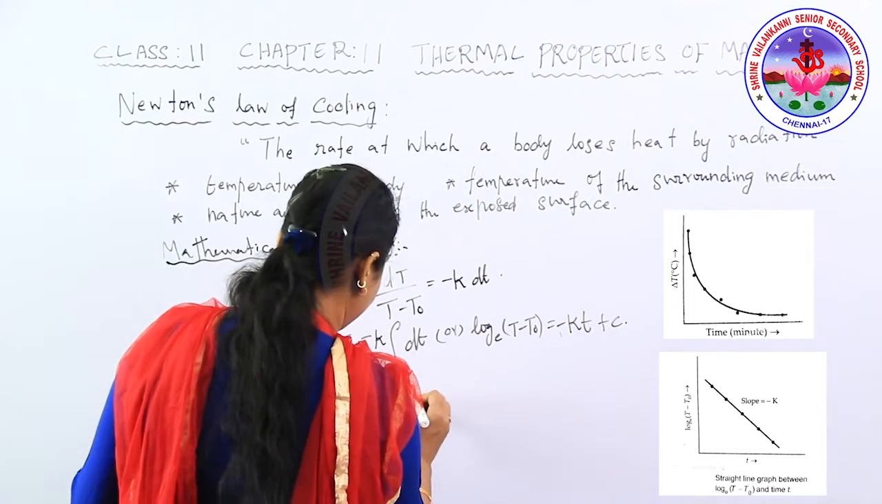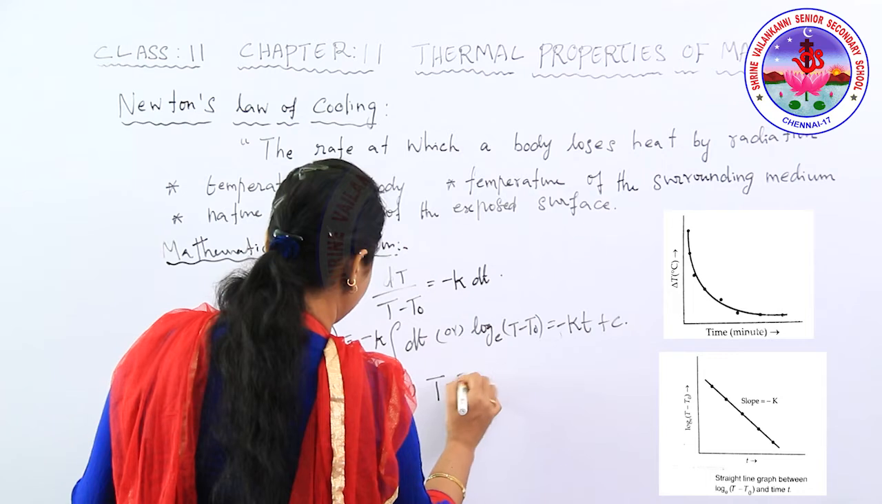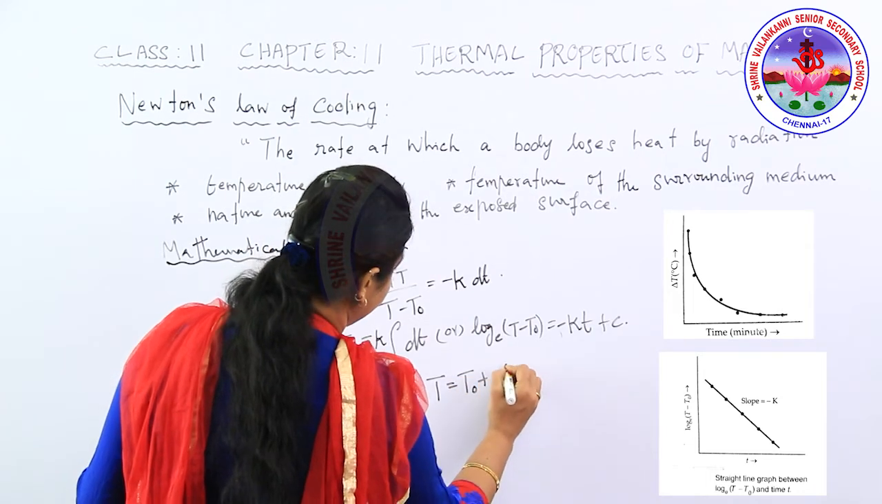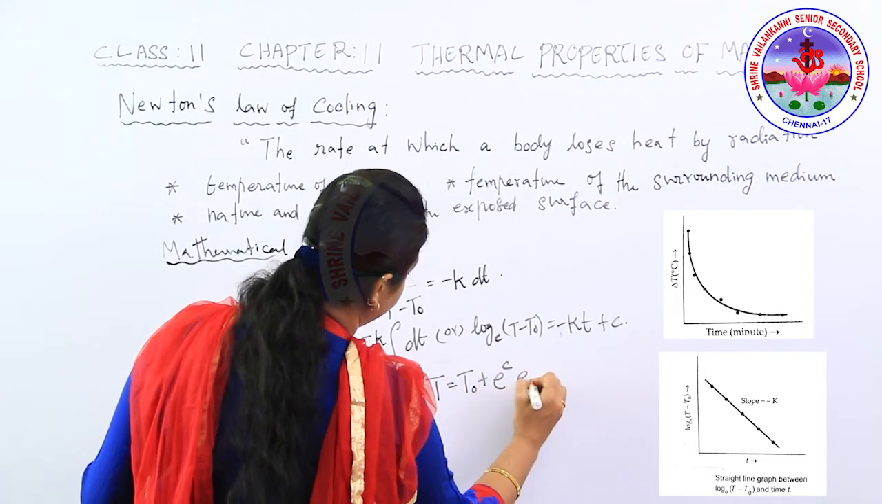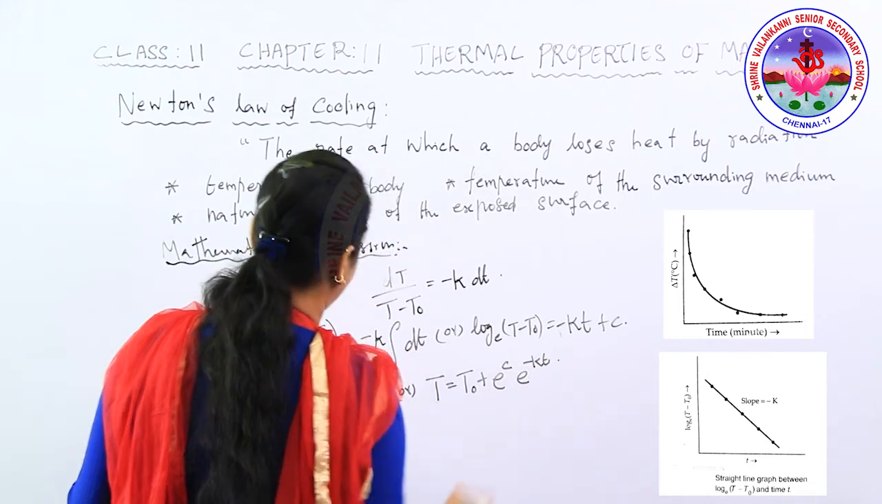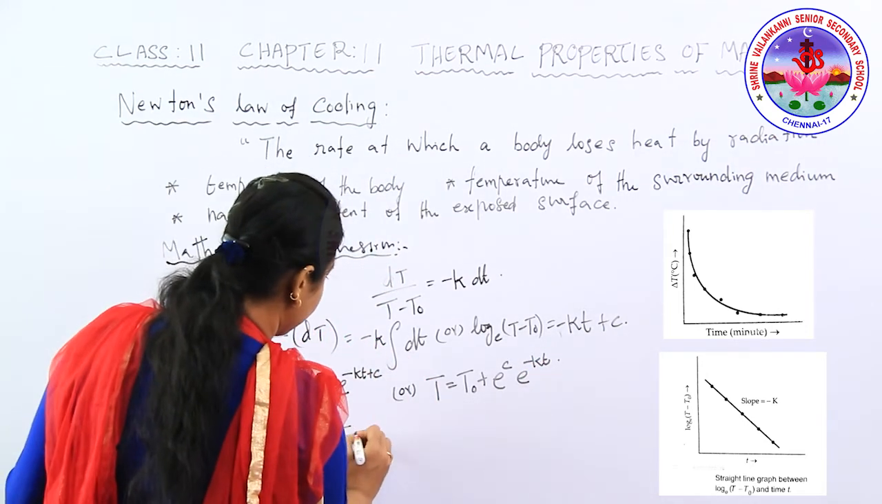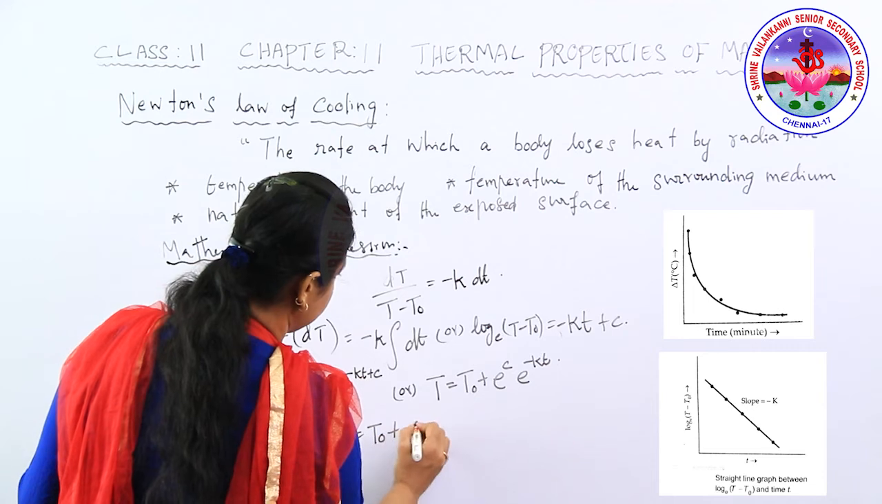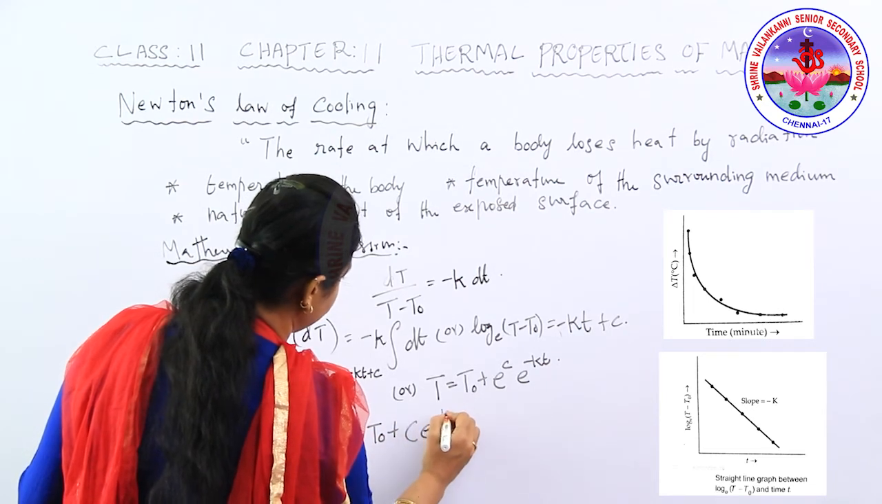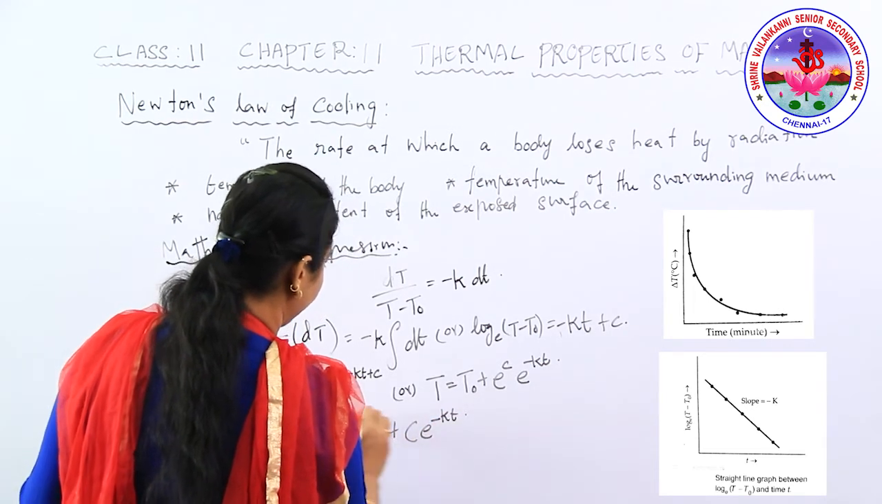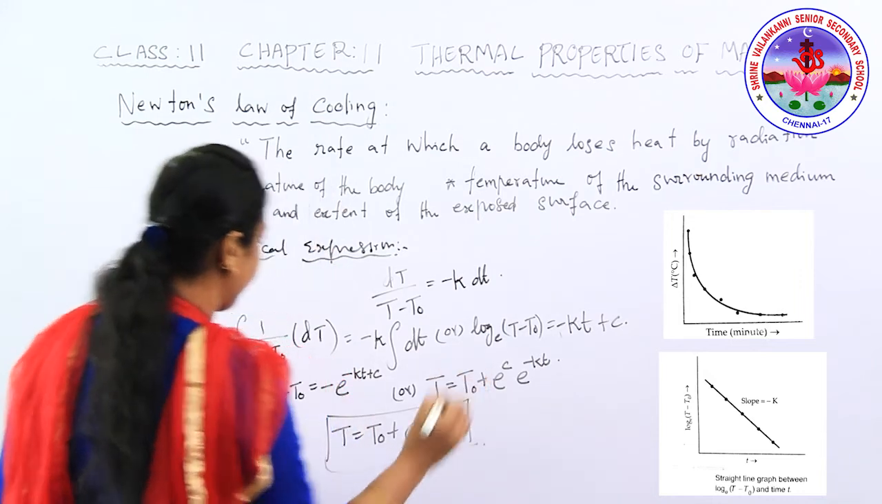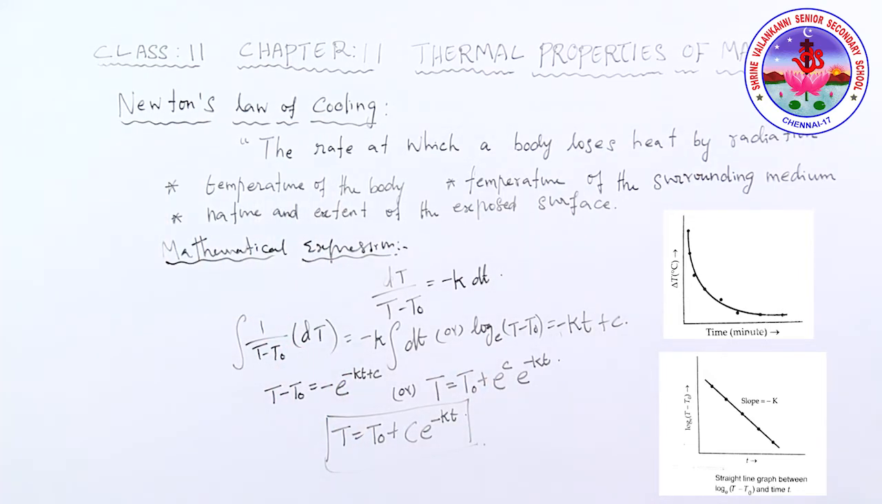Or you can write this as T, the temperature, equal to T naught plus e to the power C and e to the power minus kt. So T is equal to T naught plus C into e to the power minus kt. Right. This gives the expression for Newton's law of cooling.